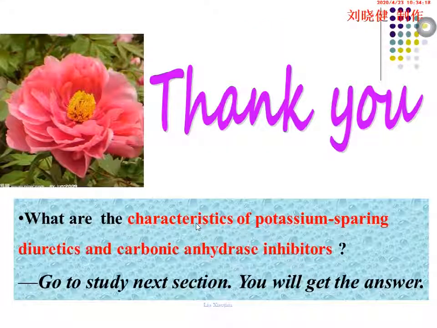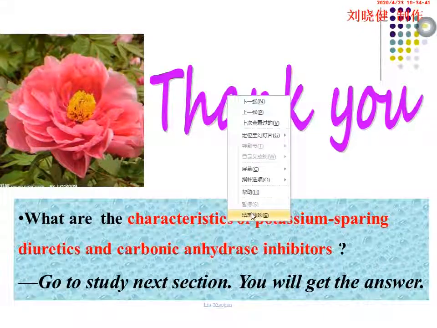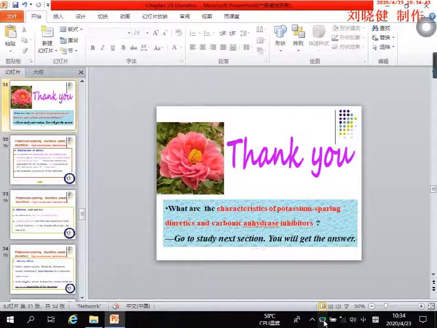Okay, just now you've finished the study of thiazides. Actually, they are more commonly used in the treatment of some chronic diseases. So what are the characteristics of potassium-sparing diuretics and carbonic anhydrase inhibitors? Go to study the next section. Thank you.